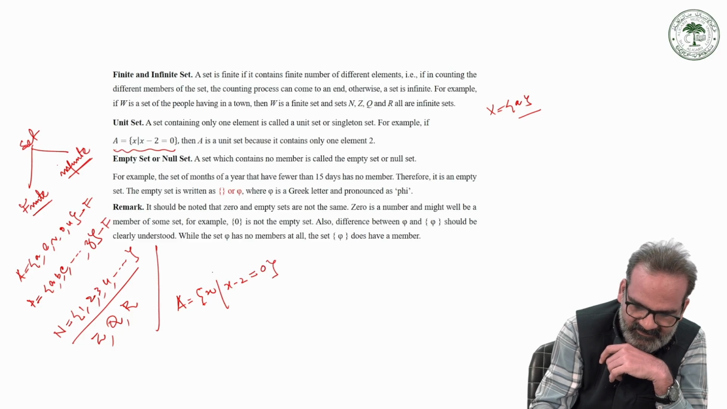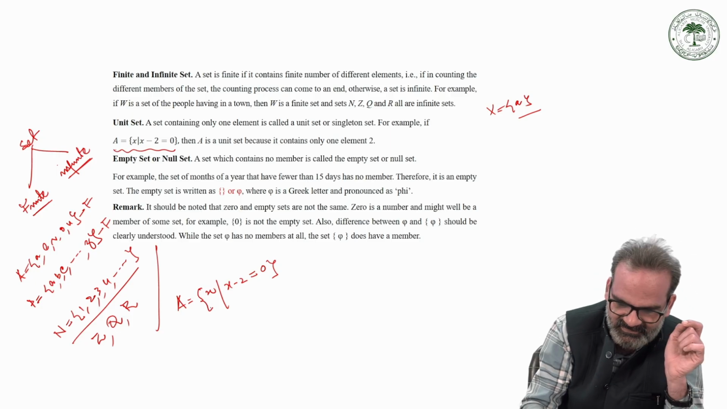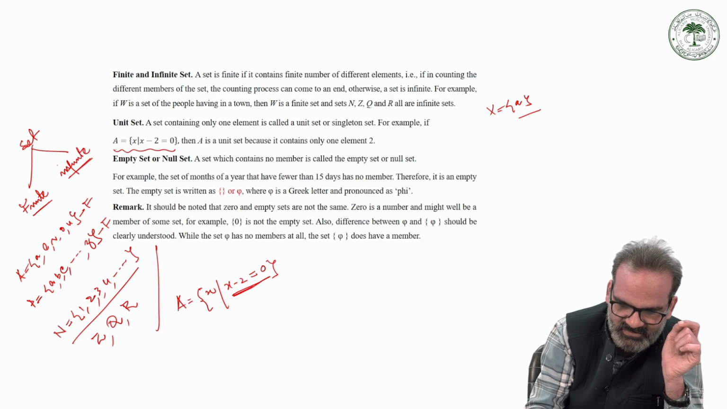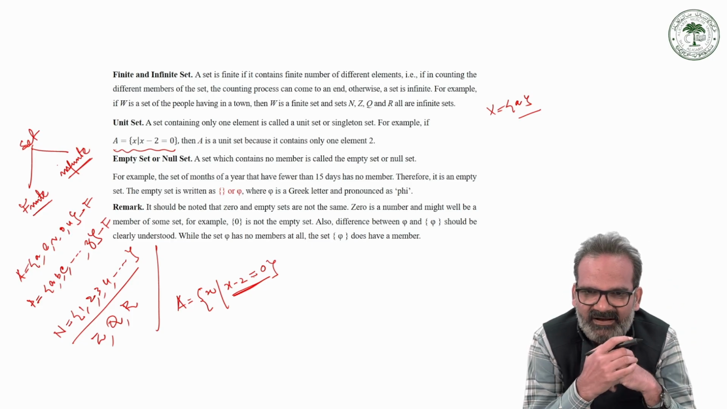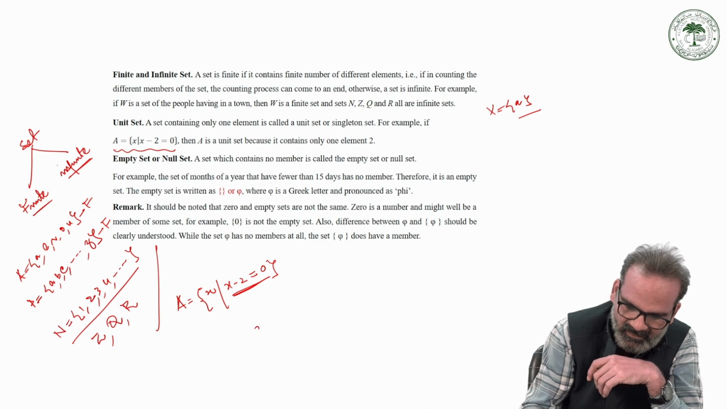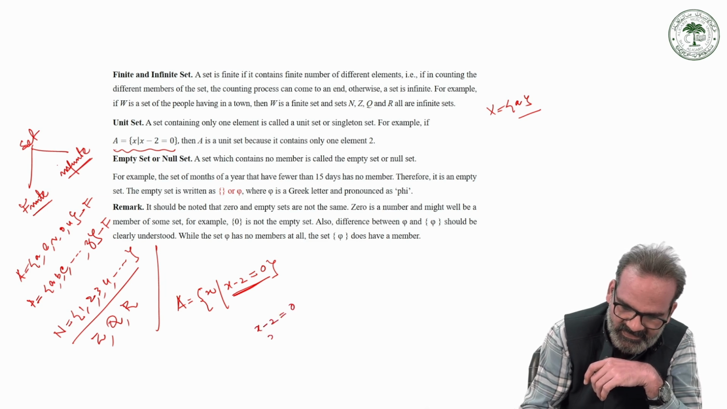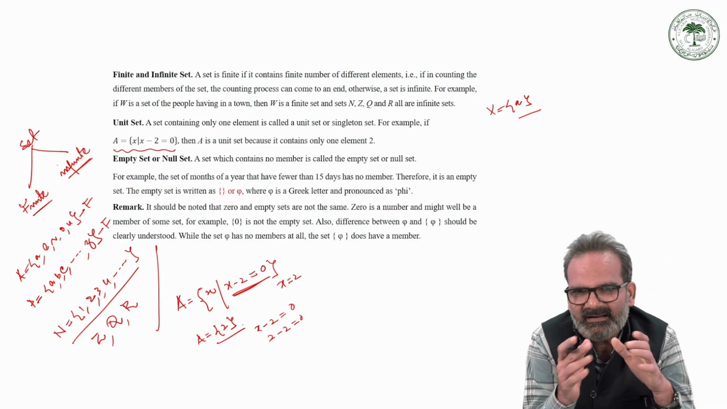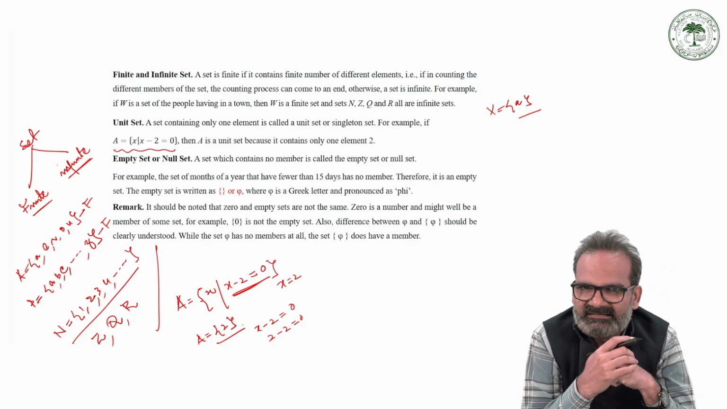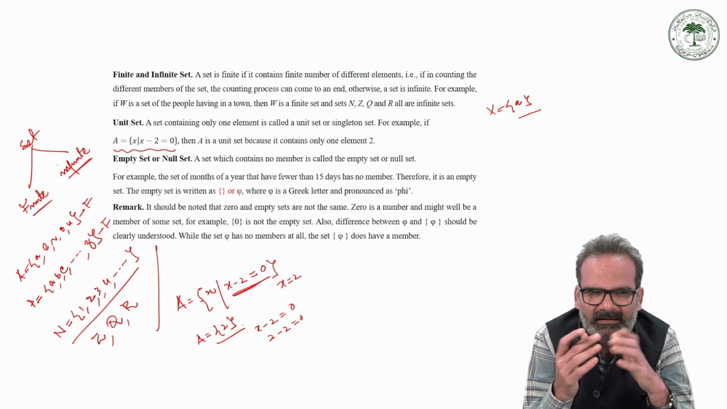What does it mean? First understand this example. A contains those elements x which are solutions of this equation. So how many solutions of the equation x minus 2 equals 0 are there? Only one. 2 minus 2 is 0, so x equals 2. So the set A will contain only one element, that is 2. That is why this is called a singleton set or unit set.